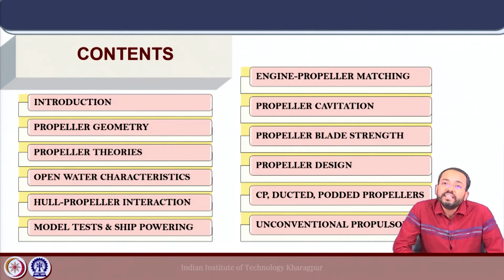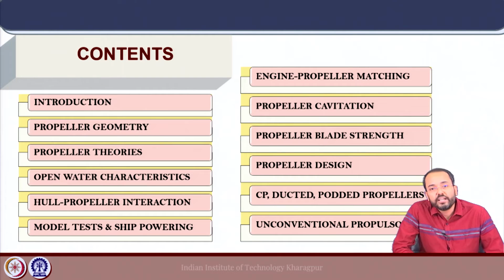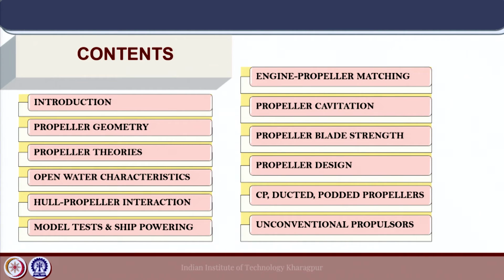Now, engine propeller matching is a very important component which relates the ship engine to the propeller performance. Other aspects of propulsion like propeller cavitation and propeller blade strength will also be discussed. Then propeller design, where we talk about methodical series design of marine propellers and also other factors which influence the design of propellers in general, geometric factors which are important for designing propellers.